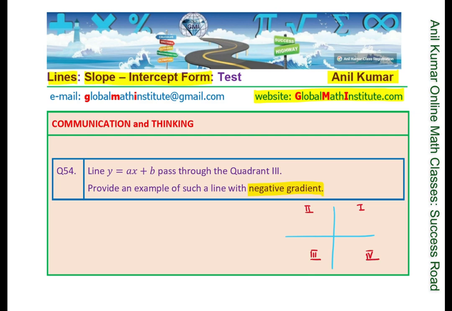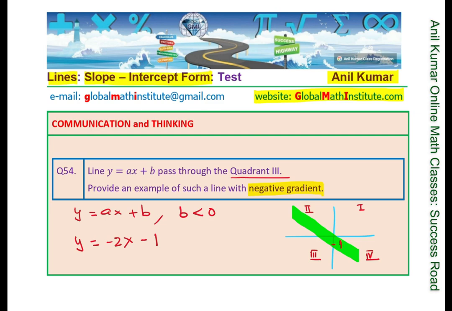So the line passes through quadrant 3 and it has negative gradient. That means the line should be something like this, right? So we could have a line with y-intercept which is negative. That will give us the condition, correct? We need to write the equation in the form y equals ax plus b. So definitely b is less than 0. So we can write down the equation as y equals, let us say, minus 2x, so it is a negative gradient, and the value of b we could take as, let us say, minus 1. So that could be one example.